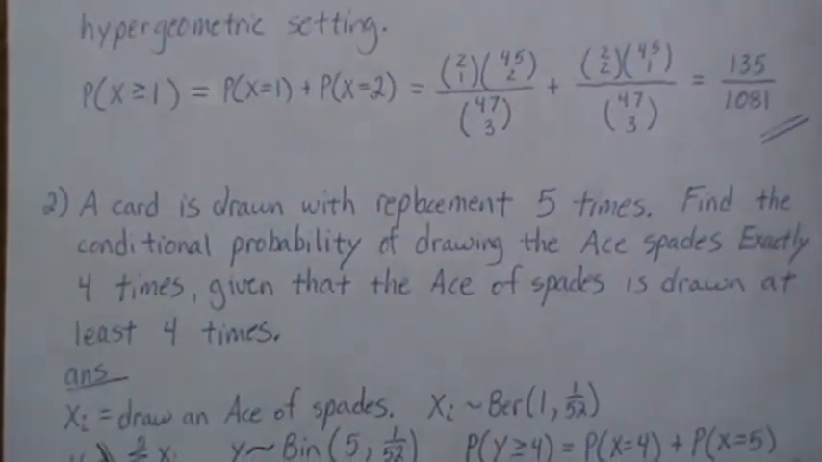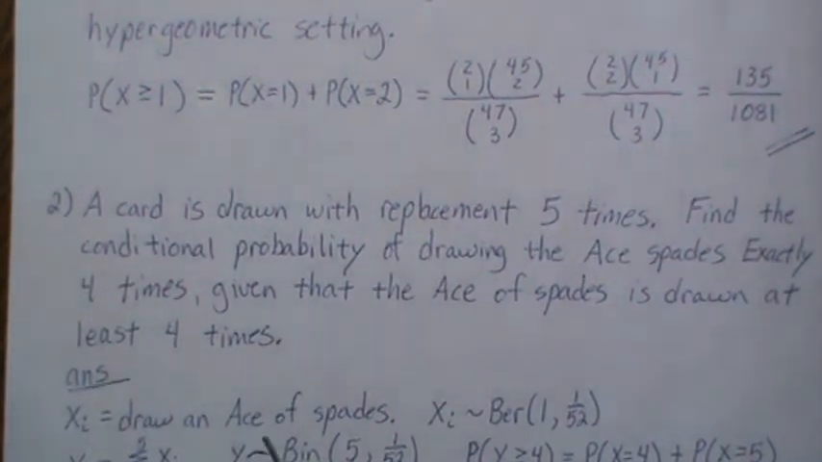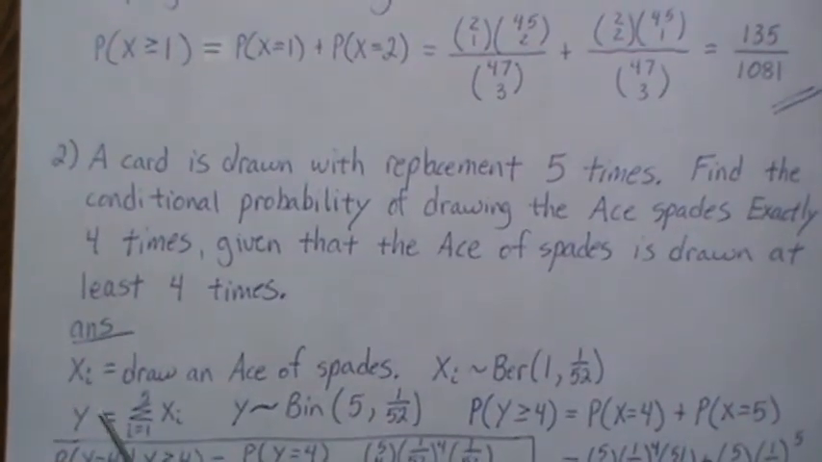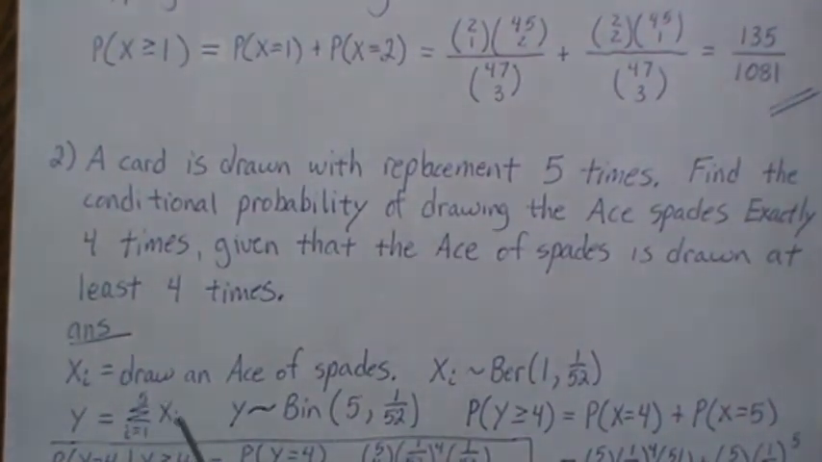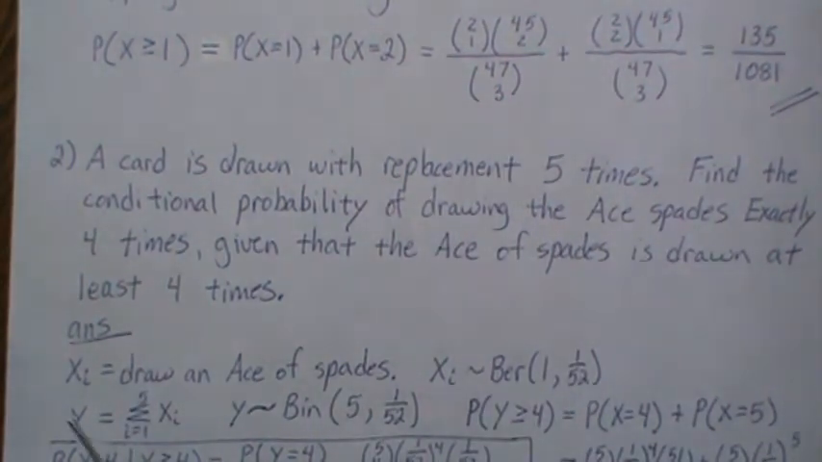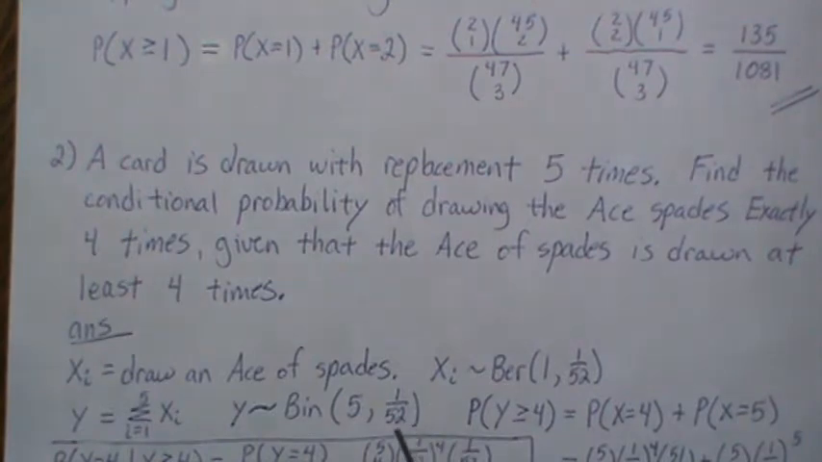So here's the answer. So if we let Xi be drawing an ace of spades on the ith draw, Xi is a Bernoulli random variable, and the probability of drawing an ace of spades is 1 over 52. So this random variable is a 1 if we draw an ace and a 0 otherwise. And we're asked about the sum of these 5. So Xi summed from 1 to 5, representing the 5 draws with replacement. And we want to know about Y. But we know a sum of Bernoullis is a binomial. So Y is a binomial with 5 and 1 over 52.